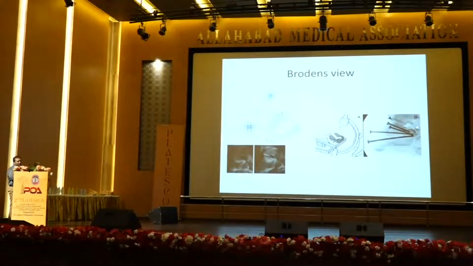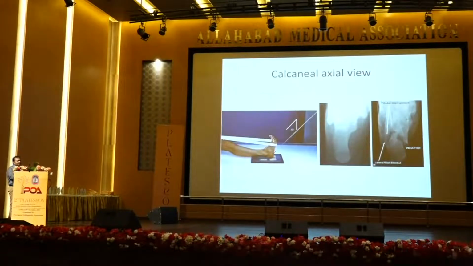Broden's view is important when we are operating, as in the intraoperative C-arm images we need to see whether we are penetrating the subtalar joint and calcaneocuboid joint or not. Calcaneal axial view shows us the lateral wall blowout, whether the heel is going into varus or valgus, and whether subfibular impingement is there or not.